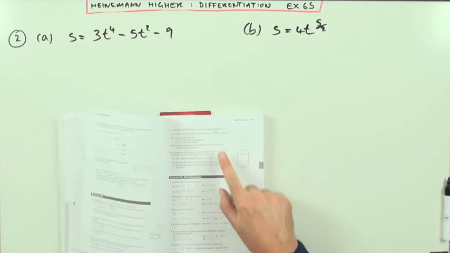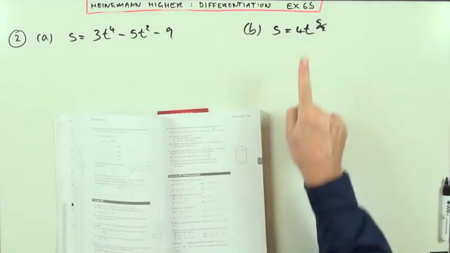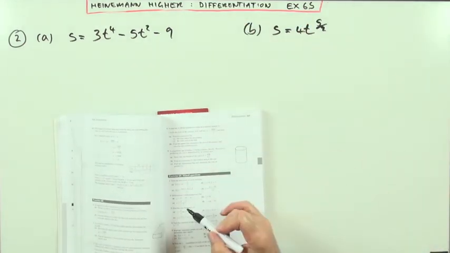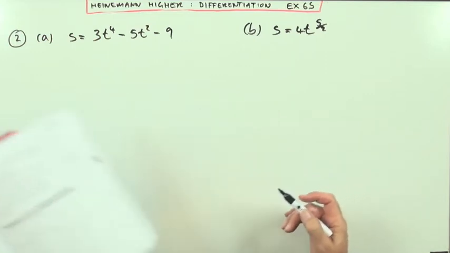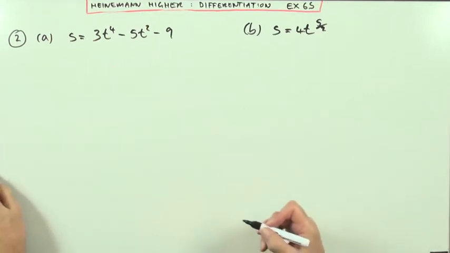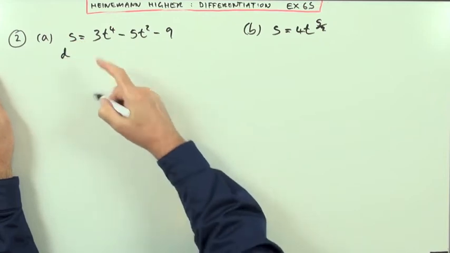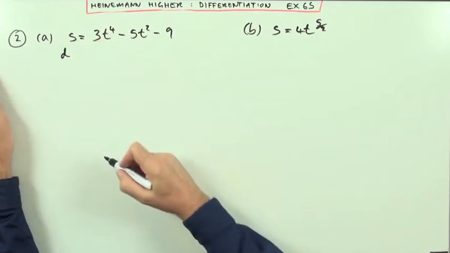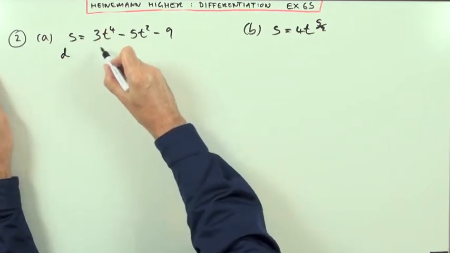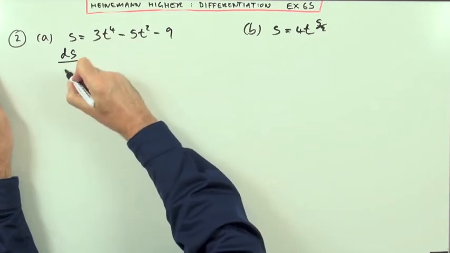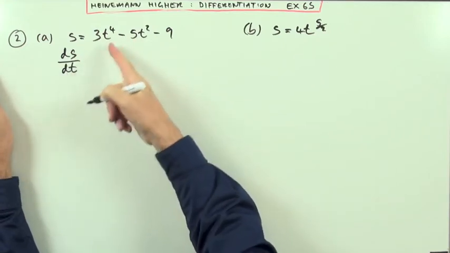Heinemann Higher. Chapter 6, Differentiation, mixed questions at the end, exercise success, number 2. Again, it's just differentiate, only this time they've chosen some different sets of variables. That just means whichever form I want to use. I could use s dash, but I think I'll just go for, if s is expressed in terms of t, then it would be ds by dt.